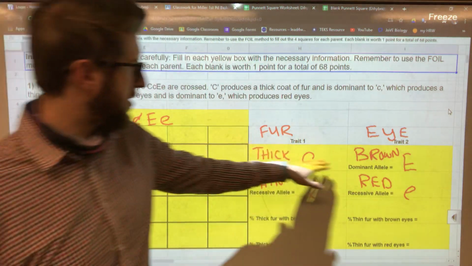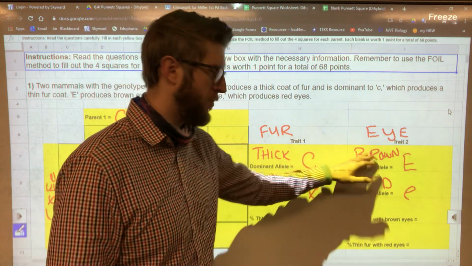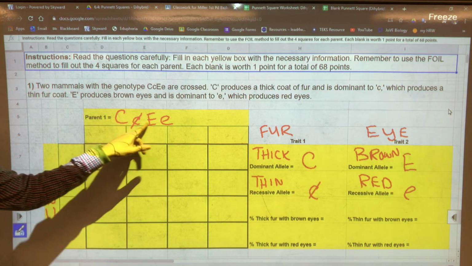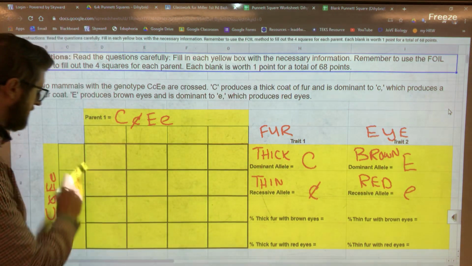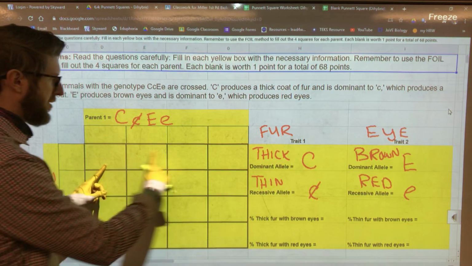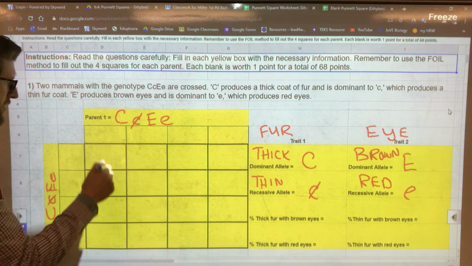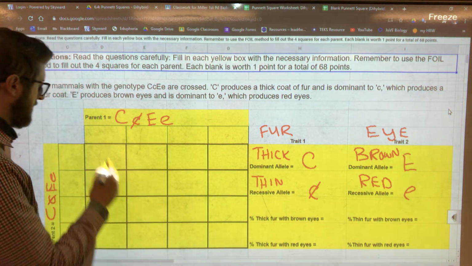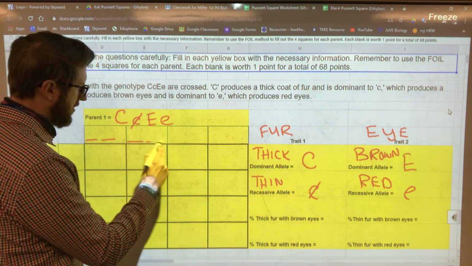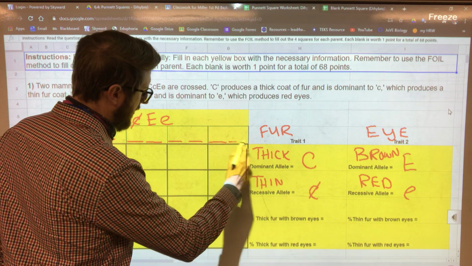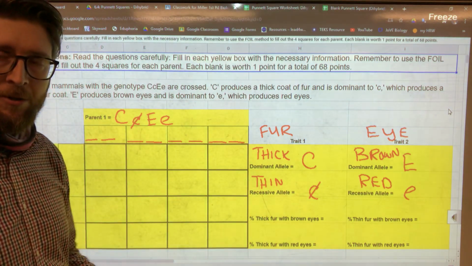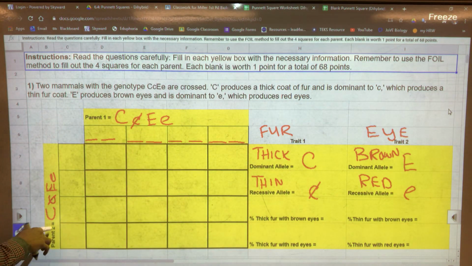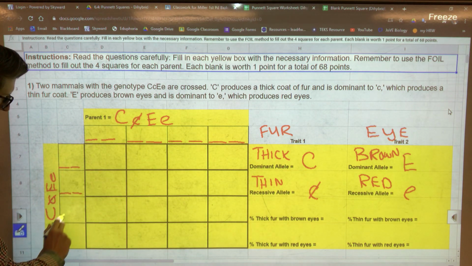Okay, so now we've got our traits, we've got our alleles, we know which one's dominant, which one's recessive. We know our parents' genotypes. Now we're ready to fill out the parents' squares. Remember, we have to do that before we can fill out the middle part to predict the offspring. So let's set up the parent squares first. And remember, in a dihybrid cross, we don't have one letter or one allele in each of these parent squares. We have two, because it's a dihybrid cross, we're looking at two traits, not just one. Parent 2, same thing. There's going to be two alleles in each of these parent boxes as well.